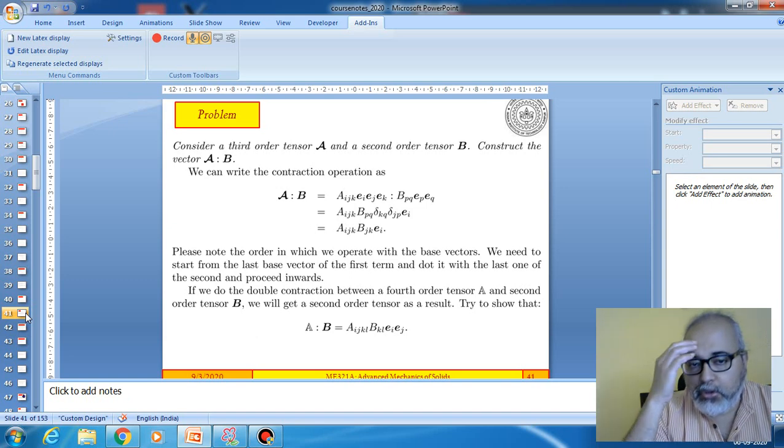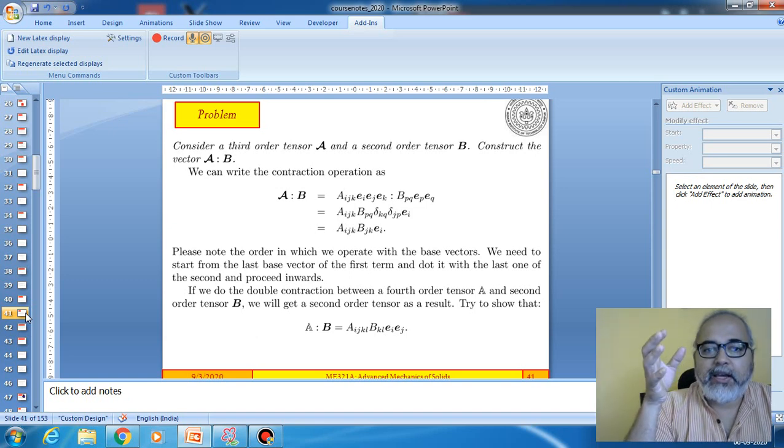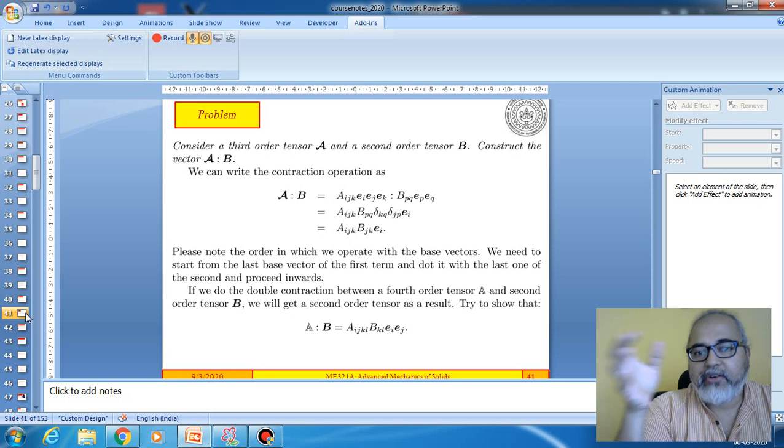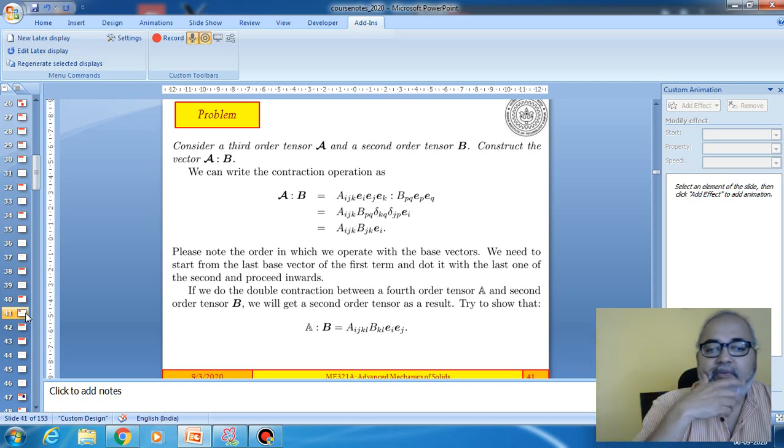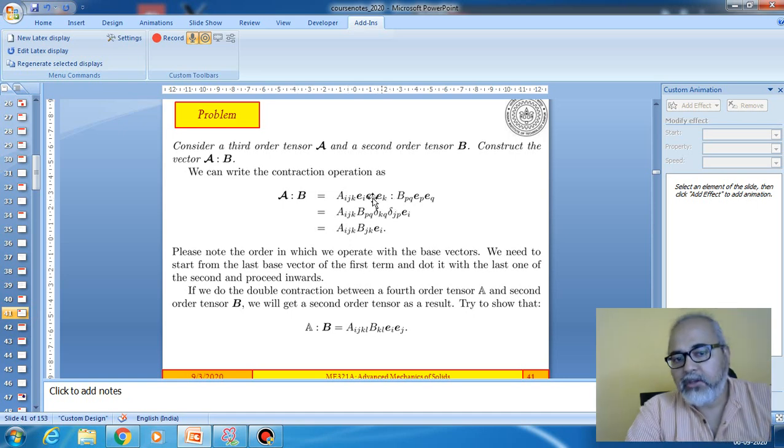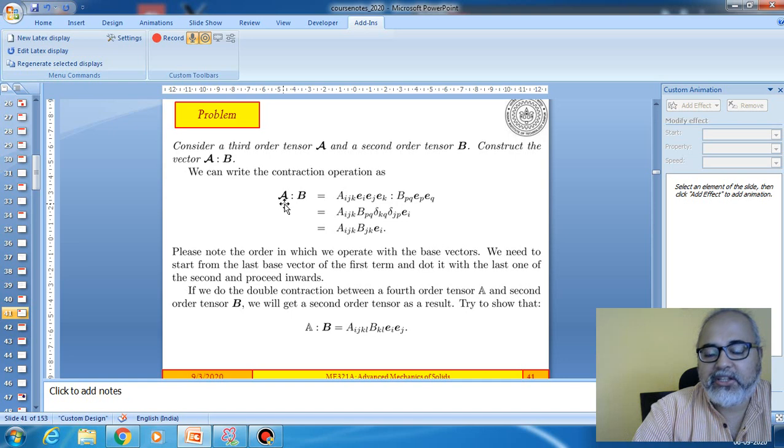Right. So what else? Any order tensor can be contracted with a tensor of any other order. We have looked at these operations, and when we do them, we have to see how many dots there are. This was a third order tensor, and this was a second order tensor. So we have two dots here, which means that the result of this operation would be a first order tensor, or a vector, and that is how it is.